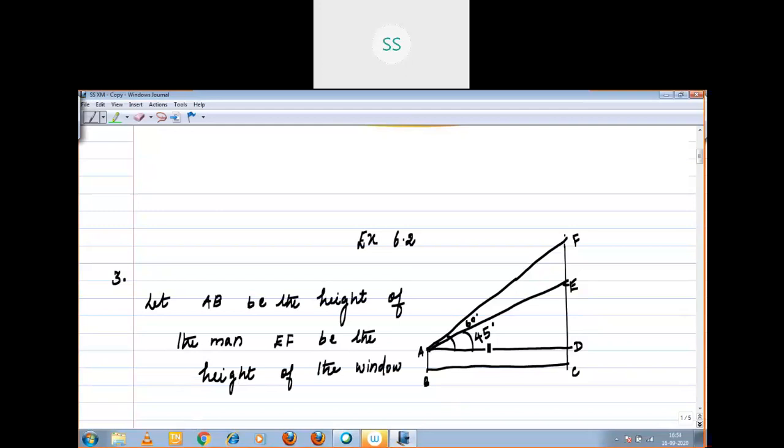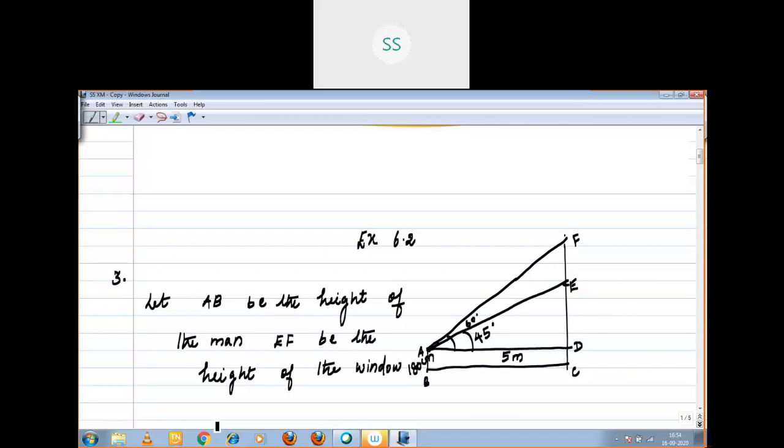A man is away from the wall. How much is it given? 5 meter. Right? A man is away from the wall is 5 meter. Height of the man is 180 centimeter.